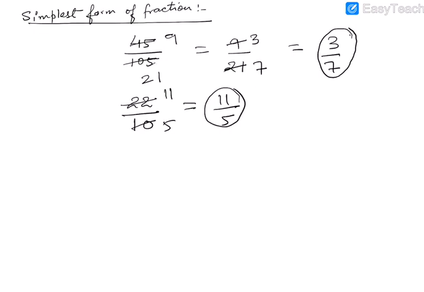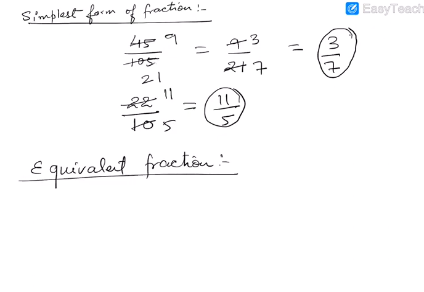The next concept is equivalent fractions. What are equivalent fractions? When two fractions are equal in their simplest form, then both the fractions are equal. Suppose I am giving you the example 2 upon 4 and 12 upon 24. Are both equivalent fractions or not?